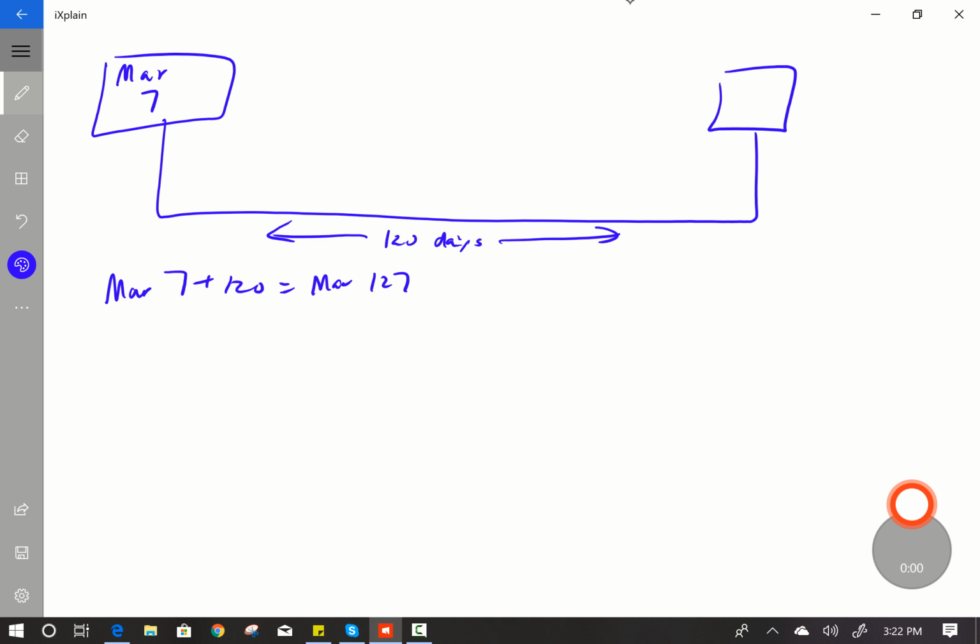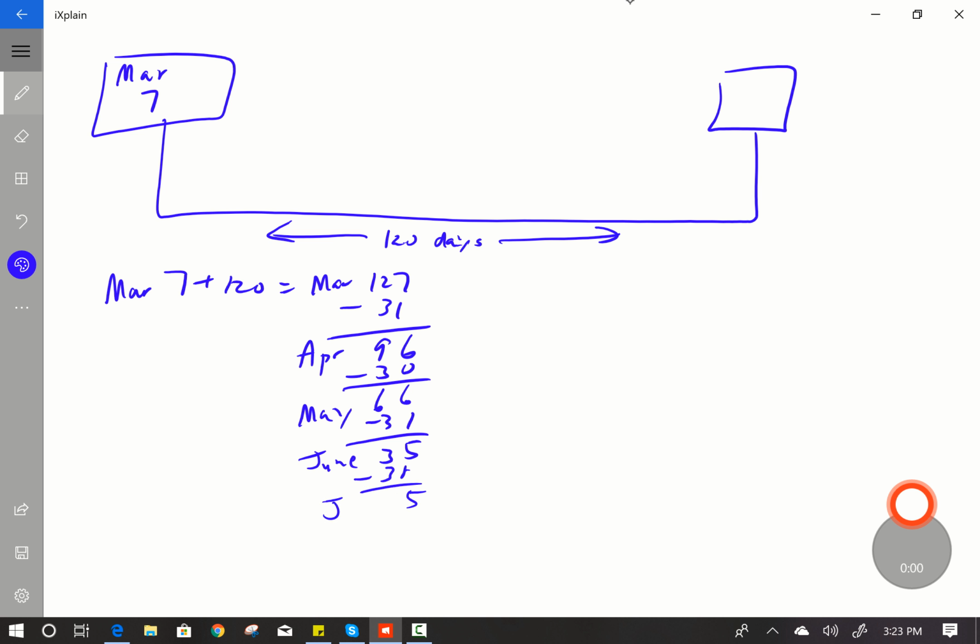Okay, that doesn't exist, so I'm going to subtract out 31 days from March to give us 96 days in April. Subtract out 30 days in April to give 66 days in May. Then subtract out 31 days in May to give us 35 days in June. Subtract out 30 days in June to give us 5 days in July. Okay, so July the 5th is the maturity date.